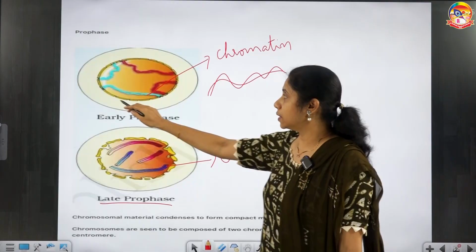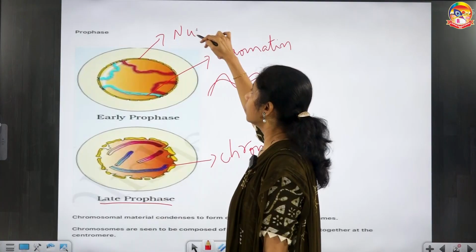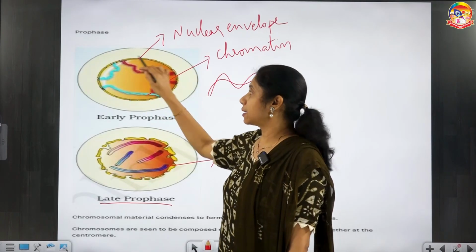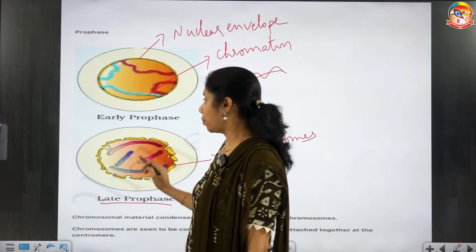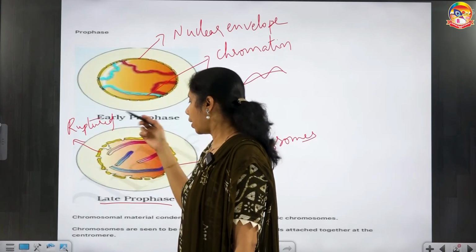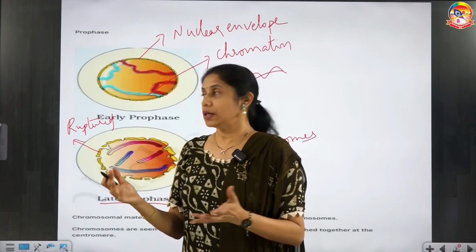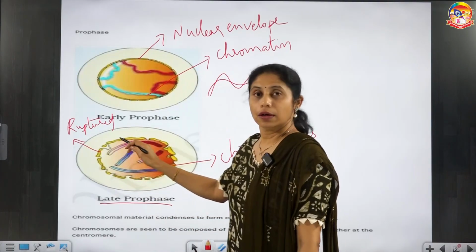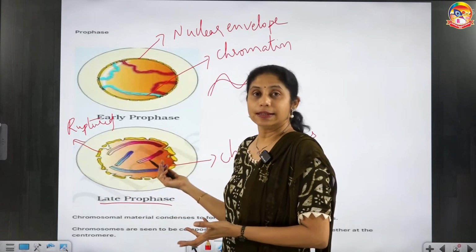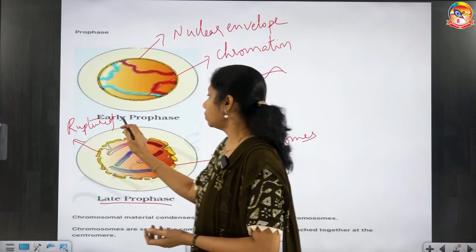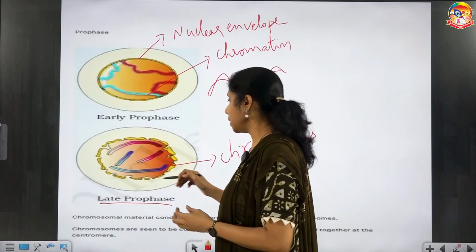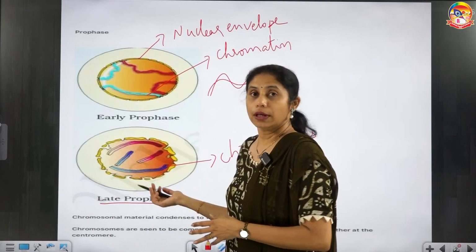And in the same picture, you can see this is the nuclear envelope. The nuclear envelope is there. It is complete here, but when you see the late prophase, this nuclear envelope is ruptured or broken down and it is not that clear. That means in the late prophase, the nuclear envelope disappears. So here you can see clearly that the nuclear envelope is getting broken down and it will disappear in the prophase.